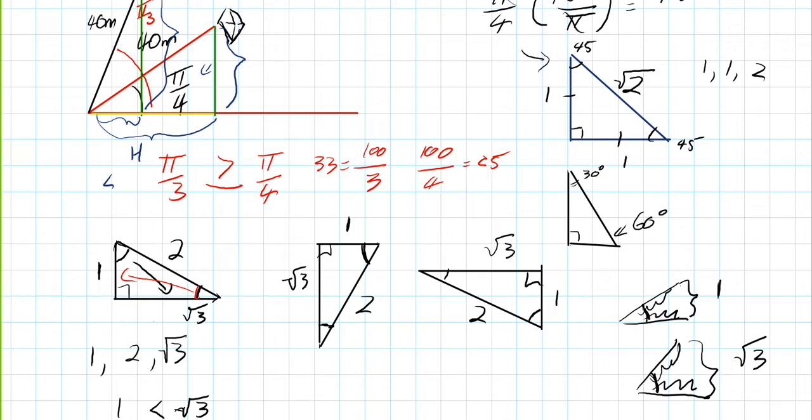The second piece is making sure you know what they convert to. This one is actually pi over 4. We figured that out. But we could also figure out the other two here. One of them is pi over 6, and the other one is pi over 3. Just which one's the larger angle? Which one's the larger angle, pi over 6 or pi over 3?